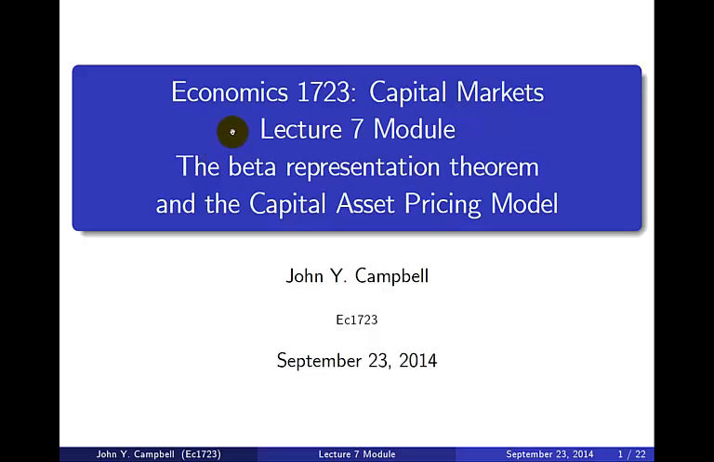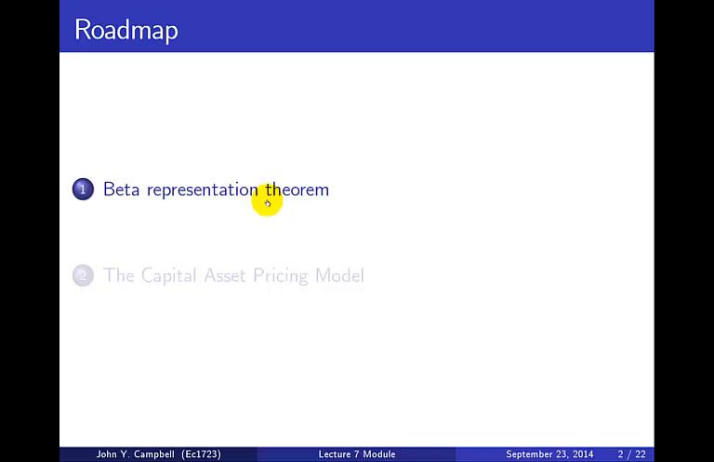This is the online module for the 7th lecture, and I'm going to record this in two parts. This is the first part on the beta representation theorem. We'll do a second part separately for the capital asset pricing model. Okay, so what is the beta representation theorem?